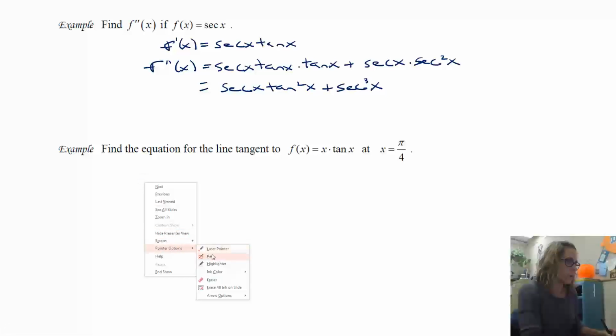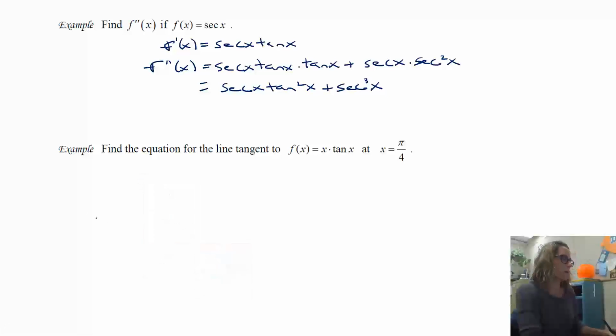And what we're going to do here is typical. We want to remember that for the equation of a line, we need two things. We need the slope, and you can probably guess the other thing. We need any point. So we can see that we have half the point, which is pi over 4.